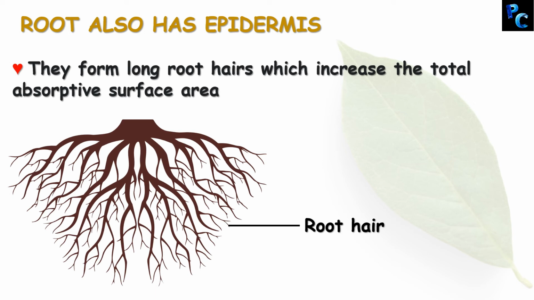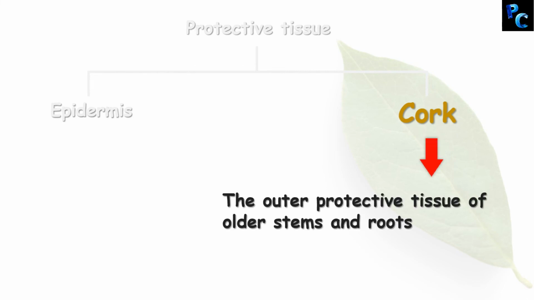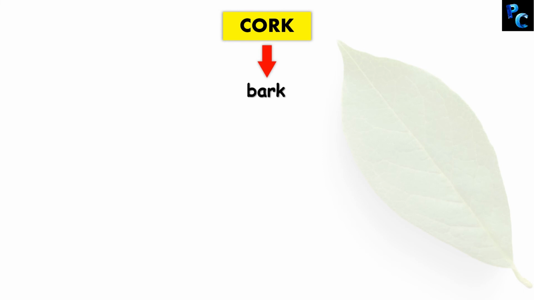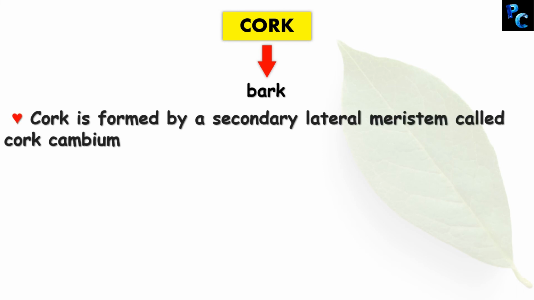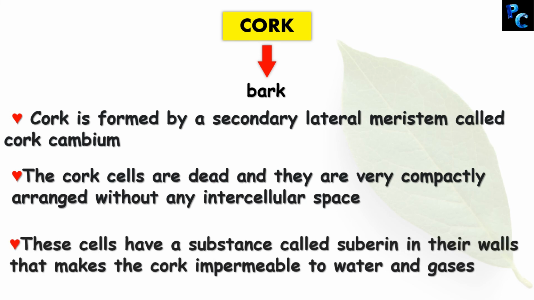When the plant grows older, the outer protective tissue undergoes certain changes. The outer protective tissue is called cork. Thus, cork is the other kind of protective tissue. So, one protective tissue is epidermis, which we learnt, and now we are talking about cork. Cork is also called bark of the tree, and it is formed by secondary lateral meristem called cork cambium. The cork cells are dead cells and they are very compactly arranged without any intercellular space. These cells have a substance called suberin in their walls, and that makes the cork impermeable to water and gases.